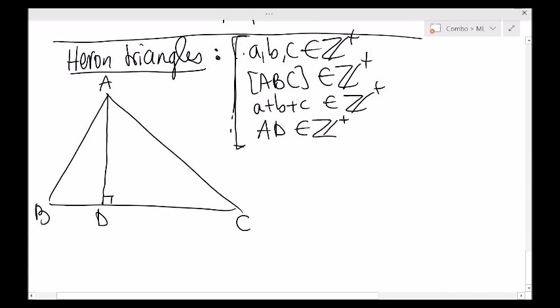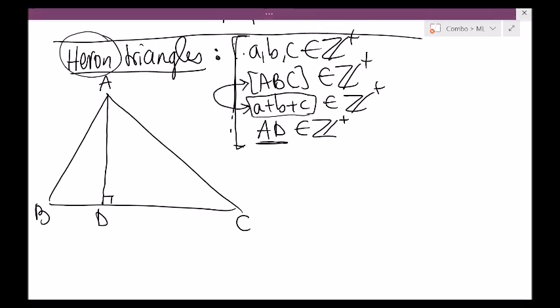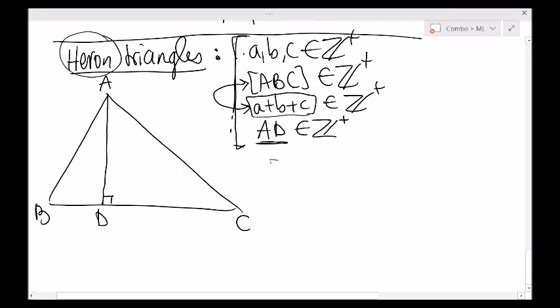Area is an integer, perimeter is an integer, and then the height is an integer. You already know one such triangle. Which one is it? You guys can guess why they call it a Heron triangle, right? Because we need to relate the perimeter to the area, and there's a very convenient formula which does that. There are multiple ways to find the area, but one of them is extremely convenient. This is an alternative way to find the area of a triangle.